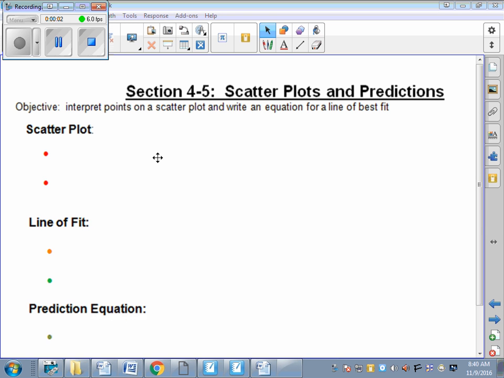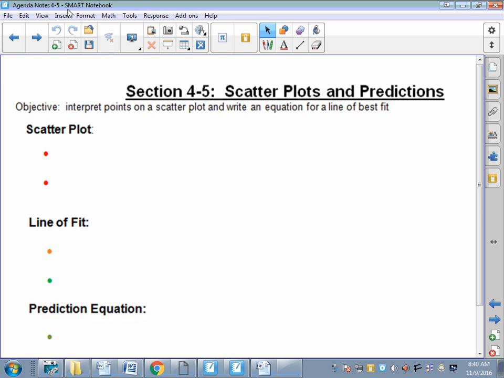Hi everybody. Welcome to section 4.5, scatter plots and predictions. Notice we're going to do two things here. We're going to interpret points on a scatter plot. We're going to talk about correlations. And we're also going to write equations for a line of fit, which means we're going to have data.